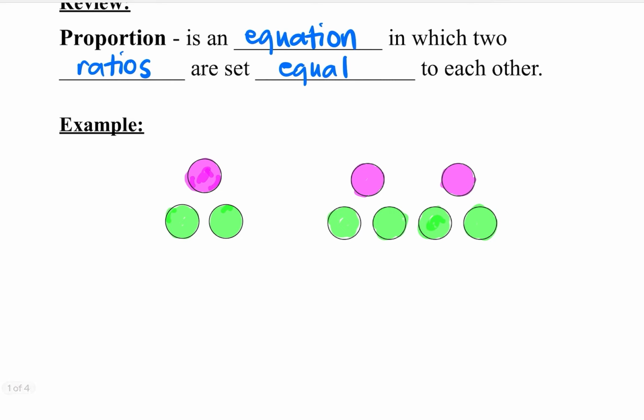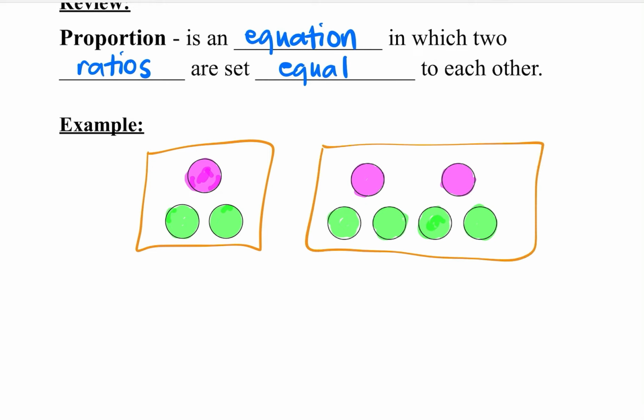So if I am going to group this left side as one group and the right side as one group, then I can say that there is one pink circle for every two green circles. So 1 out of 3 circles is pink. On the right side, I can say 2 pink circles out of 6 circles altogether.